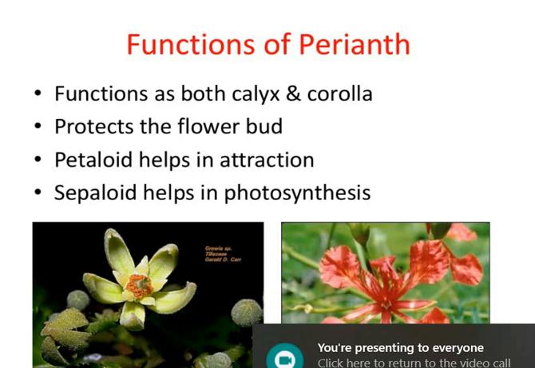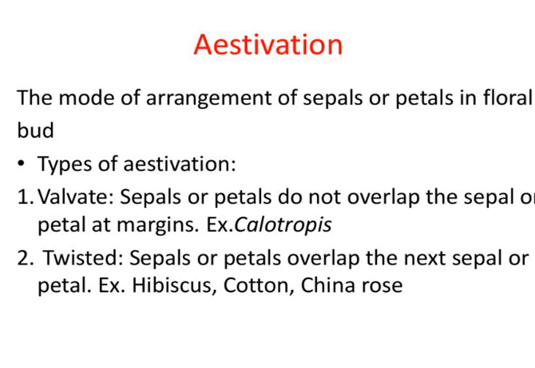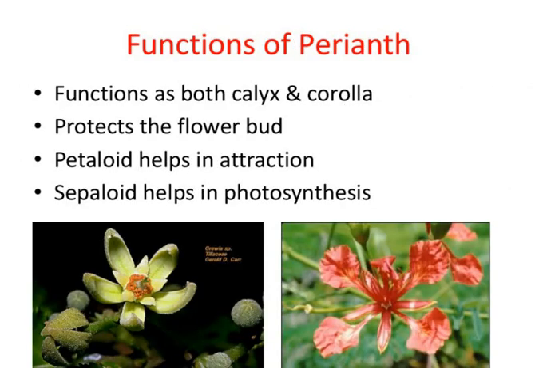Now let's see what the functions of perianth are. They have both the functions of calyx and corolla. They can protect the flower bud. They help in the attraction of insects and other organisms for fertilization. If it is sepaloid, it will help in photosynthesis. And this is about calyx and corolla.